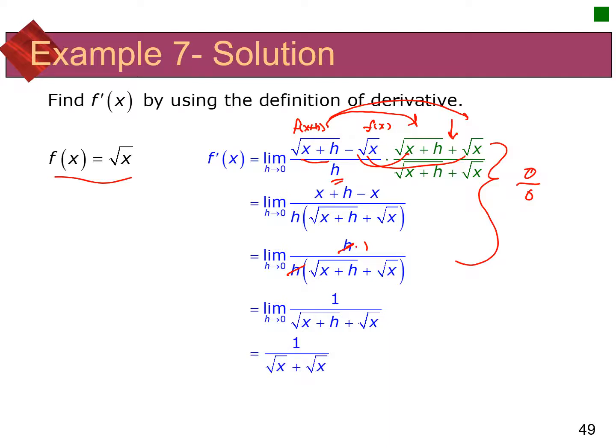And when I do, I end up with 1 over the square root of x plus the square root of x. And when I add two things that are exactly the same terms, I'm going to end up with 1 over 2 times the square root of x. So that would be f prime of x. So that's how you use the definition of derivative to evaluate a derivative. Now I'm going to ask you to do the same thing with the rational function 1 over x.